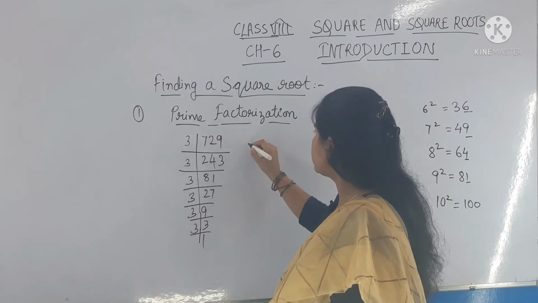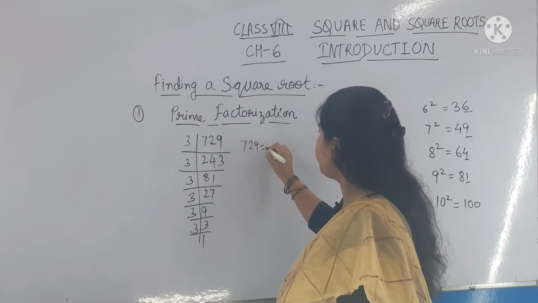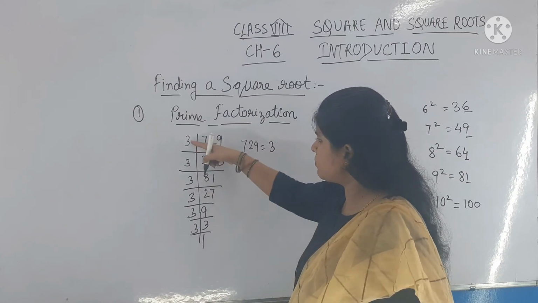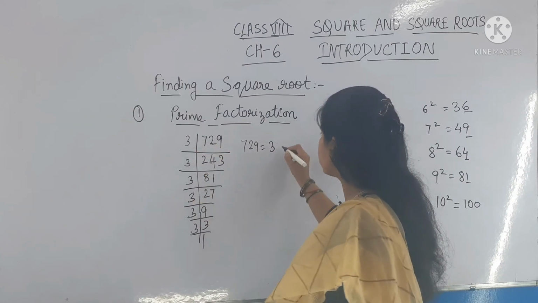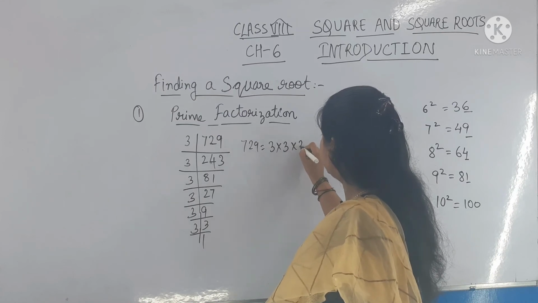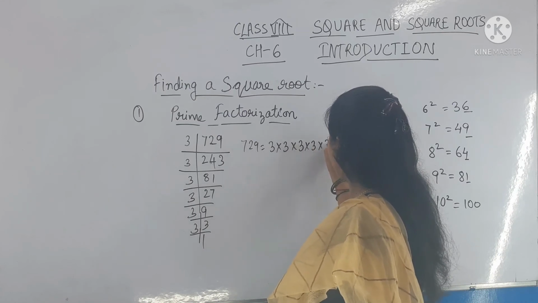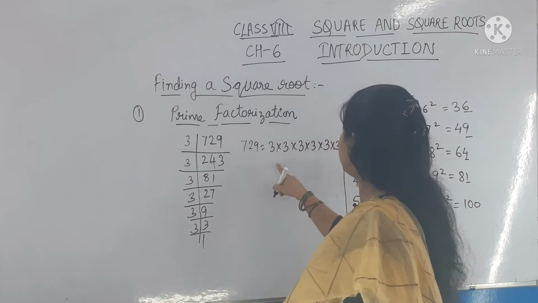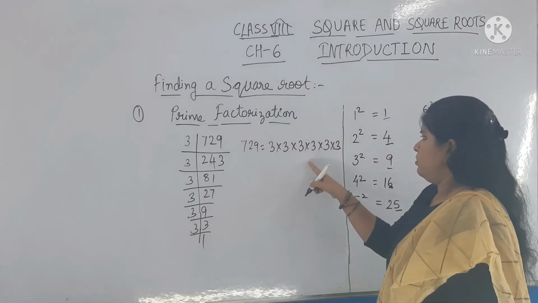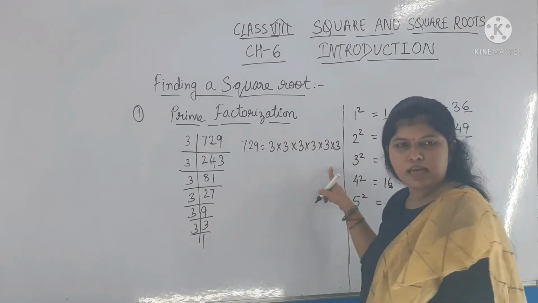So 729 is having prime factors. How many 3s? 1 2 3 4 5 6. Okay, 6 3s are there.